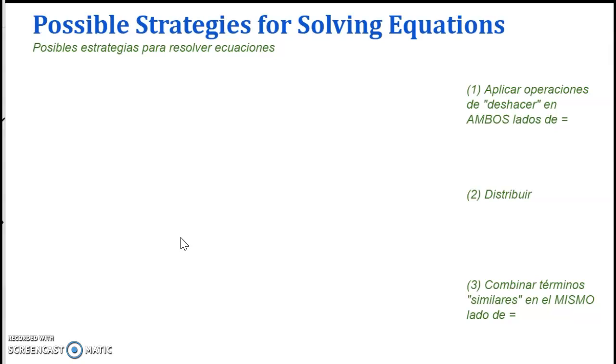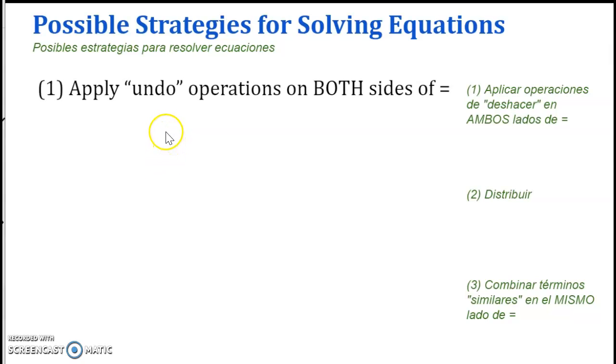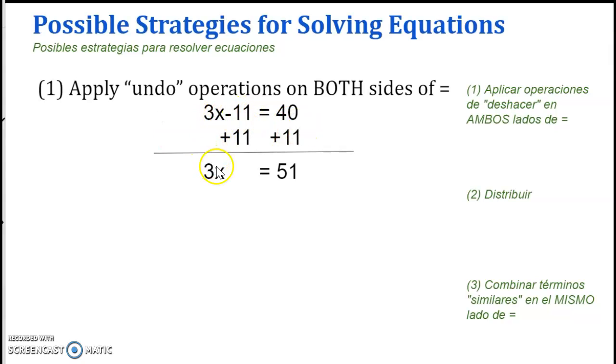So let's summarize the PADAC activities. Possible strategies for solving equations that you should be confident in at this point is apply undo operations on both sides of the equal sign. So when you have this kind of equation, 3x minus 11 is equal to 40, you need to first get rid of this negative 11 because that was the last thing that was done to x. X was first multiplied by 3 and then 11 was subtracted. So you need to undo negative 11 by adding 11 to both sides, and you are left with 3x is equal to 51.